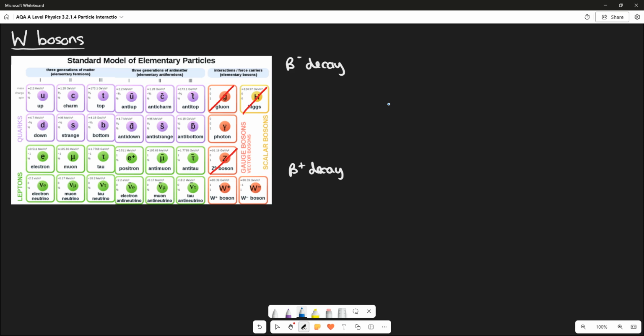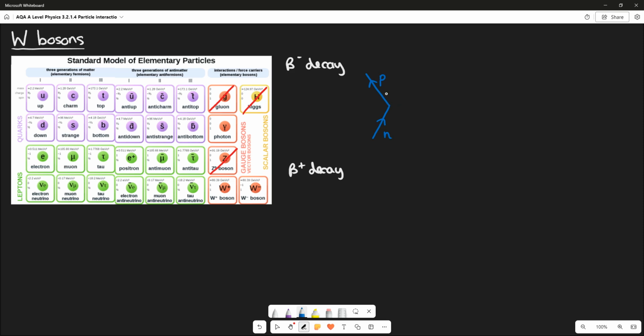So when there is an imbalance between the protons and the neutrons inside the nucleus, then we're going to get either beta minus or beta plus decay to stabilize the nucleus. In beta minus decay, we're going to have a neutron splitting into a proton and an electron. So this neutron turns into a proton inside the nucleus. So this neutral particle is going to split into its positive and its negative parts. And the way it does that is in two stages.